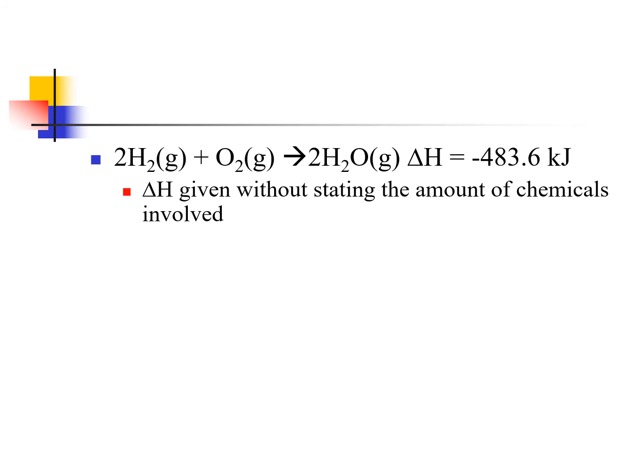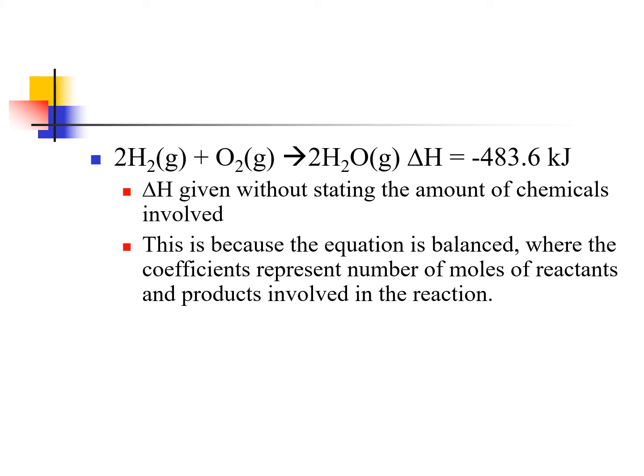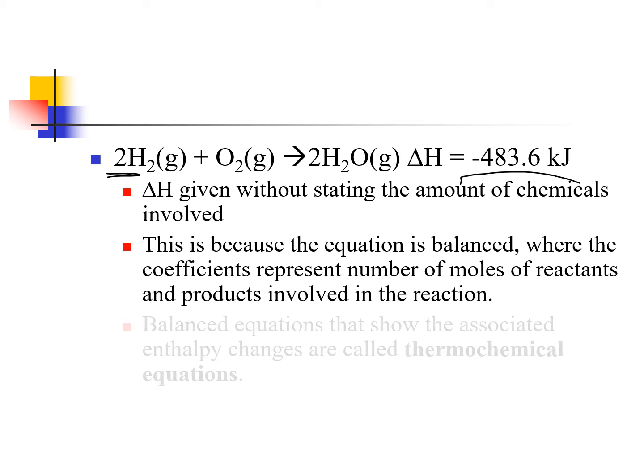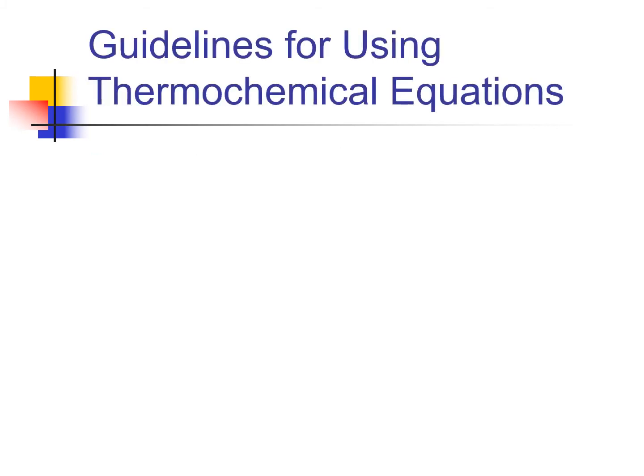Same reaction as before. Delta H is given without stating the amount of chemicals involved because it's based on the moles. It's based on the stoichiometry. So what it's saying is for every 2 moles of hydrogen that burns, we produce 483.6 kilojoules of heat. Any balanced equation that also shows the enthalpy change, we call a thermochemical equation, and we can do a modification of stoichiometry with it.